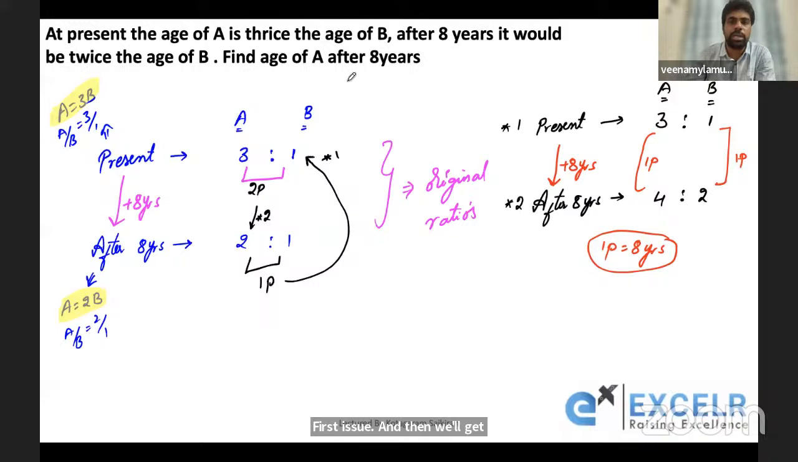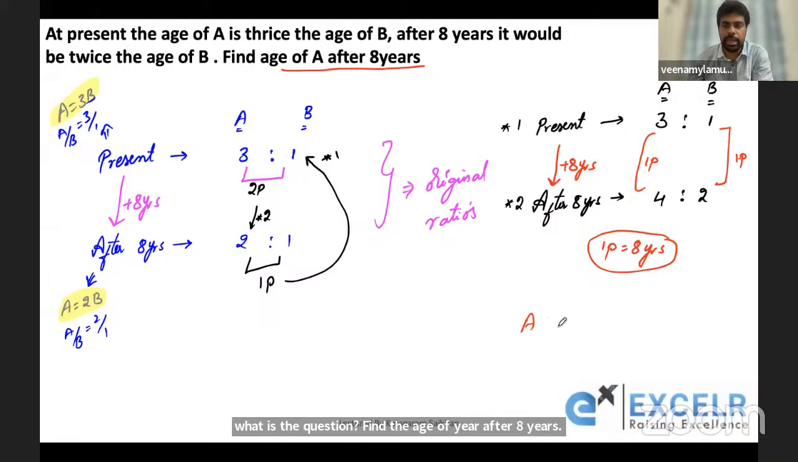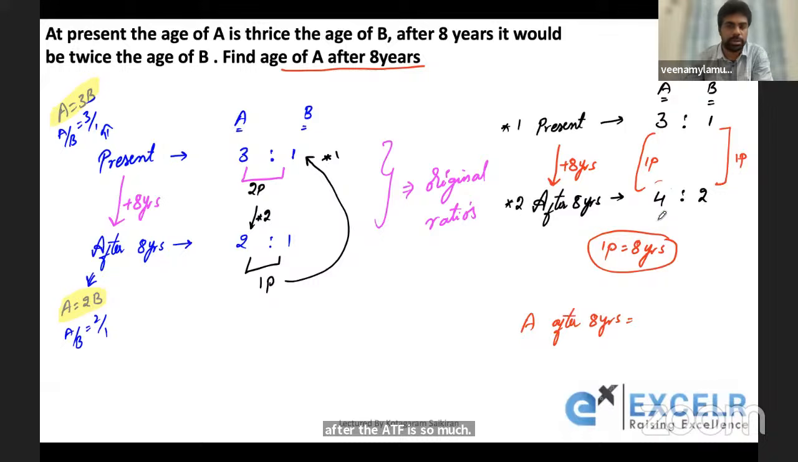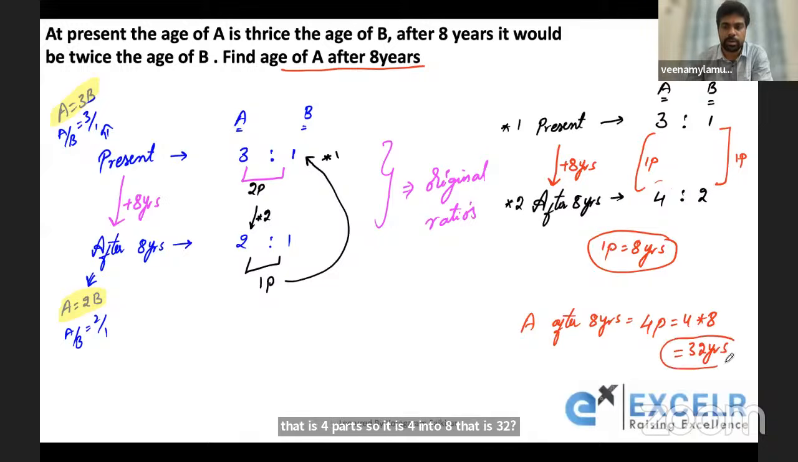Now what is the question? Find the age of A after 8 years. See, now one part is 8 years. A after 8 years is how much? We should take the original ratios. That is 4 parts. So it is 4 into 8, that is 32 years. That's it.